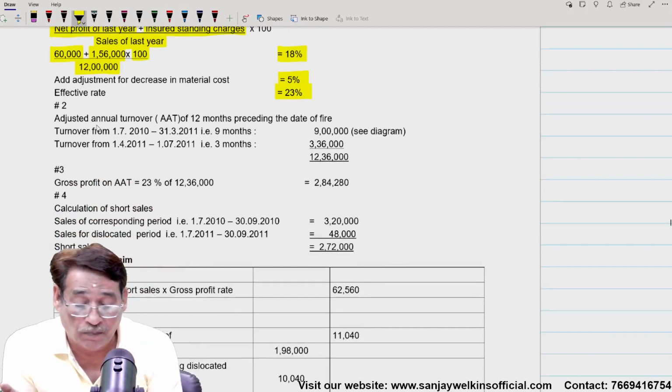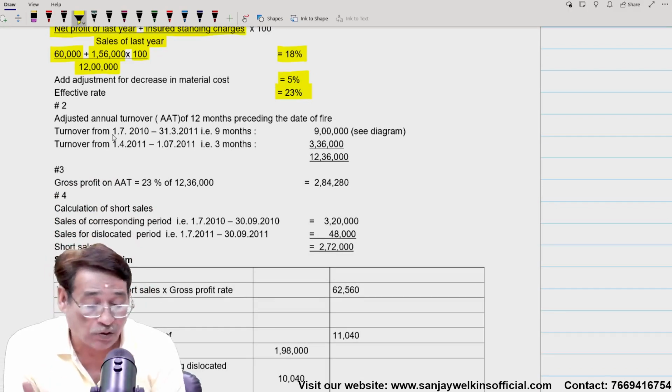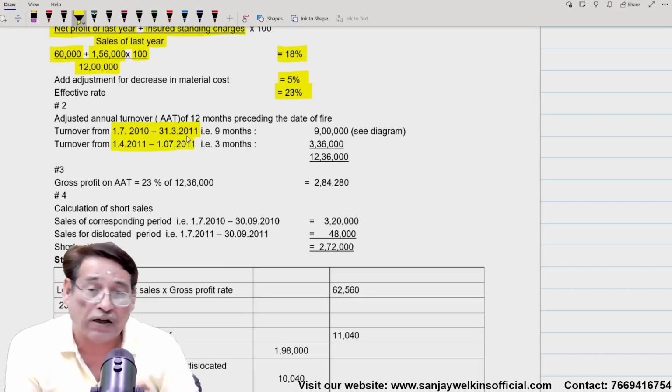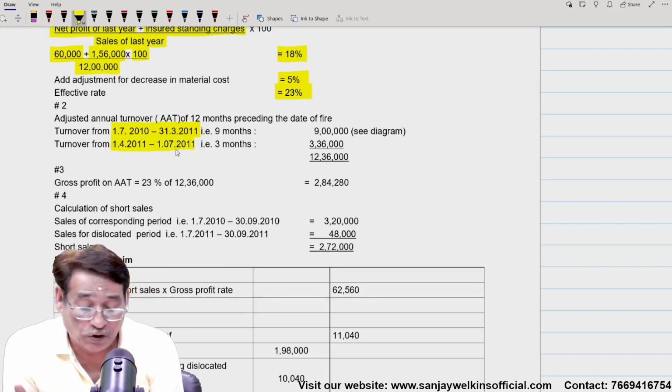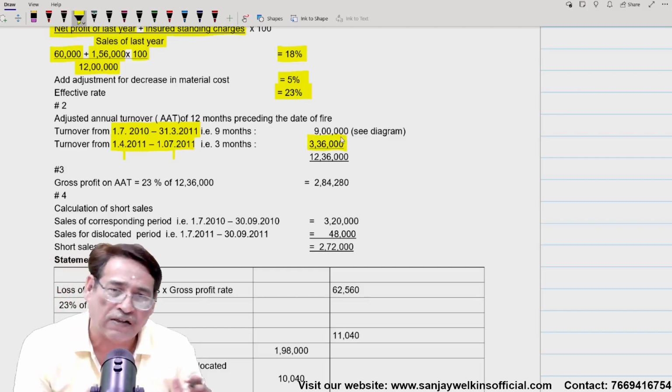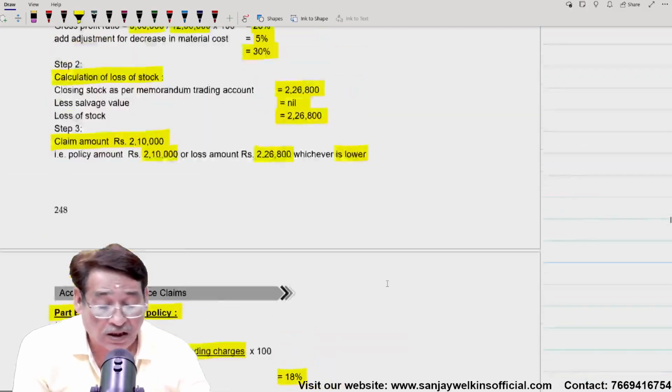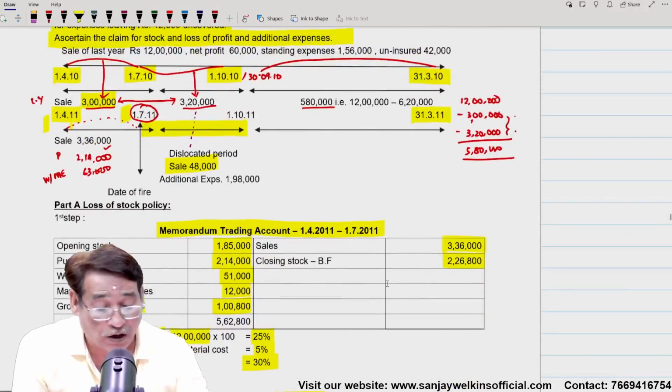Now we are going to compute the adjusted annual turnover of 12 months preceding the date of fire. We have seen that it is similar to the last question. First of all, we will take into account the turnover of the current 3 months. The fire took place on 1/7/2011. So from the beginning of the current year till the date of fire, for the first 3 months, turnover of 3,36,000 is already given. And the last 9 months turnover we can find out. See here, how can we find out the last 9 months turnover?